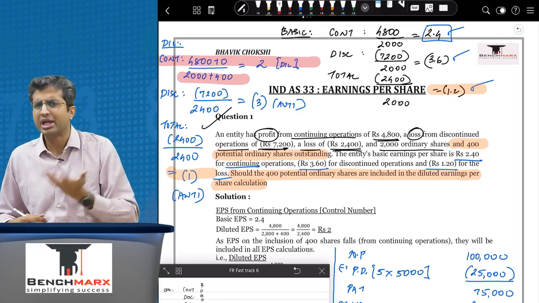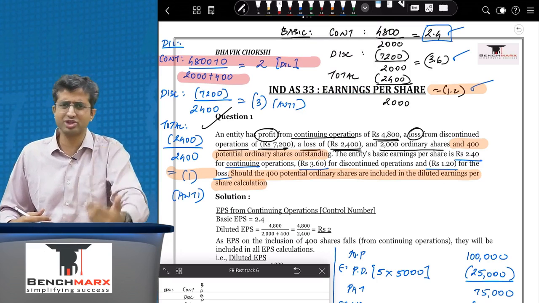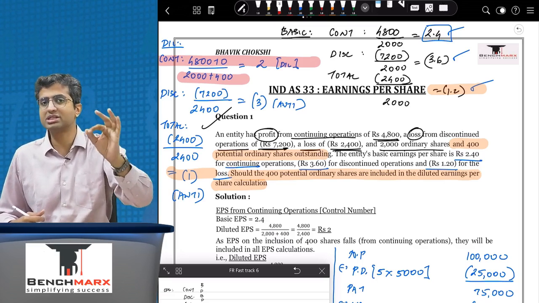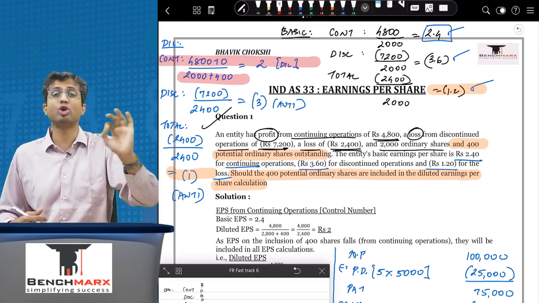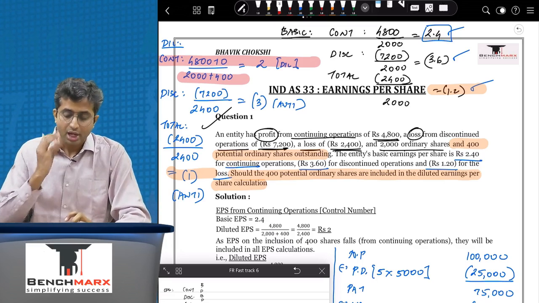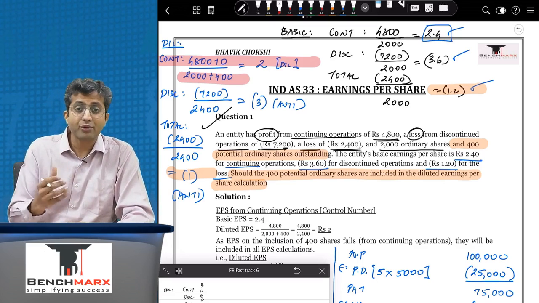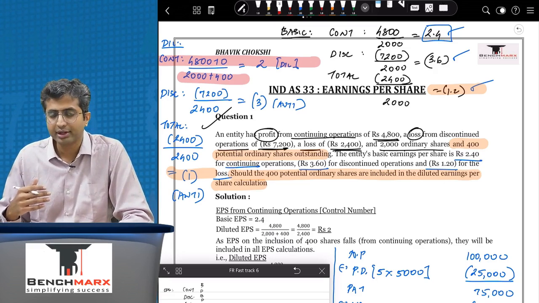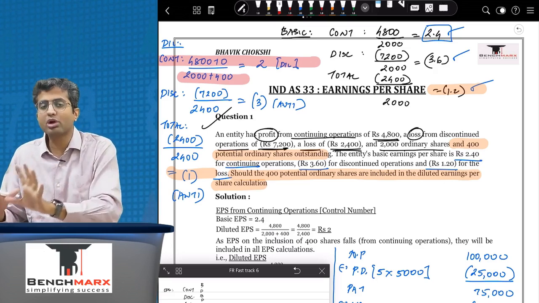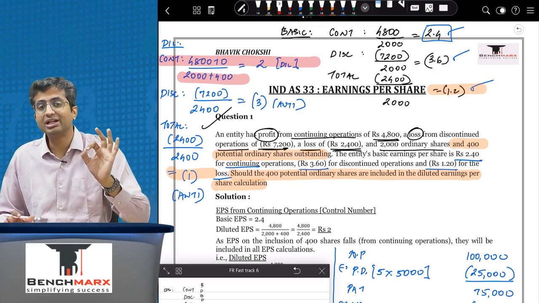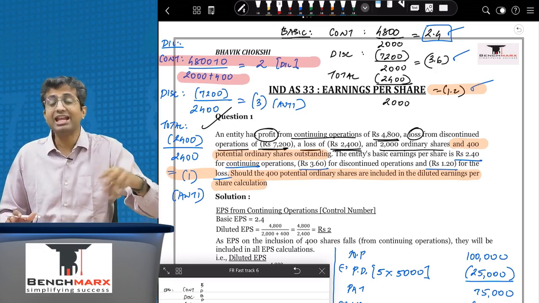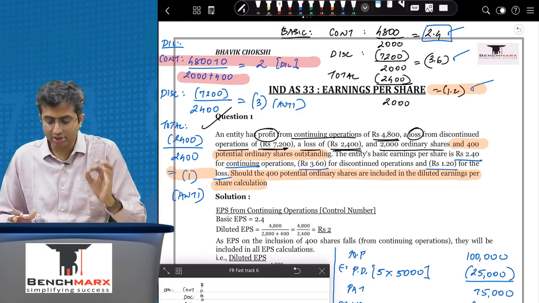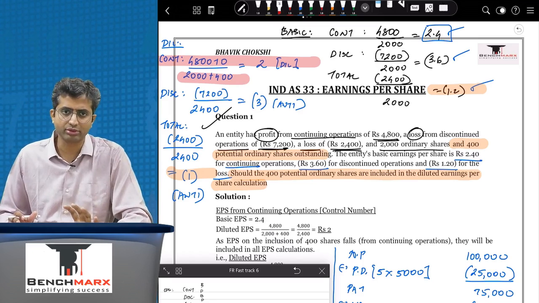Yes, as a matter of fact, in the current year there might have been discontinued operations, but going forward that is not going to happen. And hence the most important number is the EPS from continuing operations, which is also called a control number. So if your EPS from continuing operations is falling, then these 400 shares are treated to be dilutive, and hence these 400 have to be included in all the three calculations.